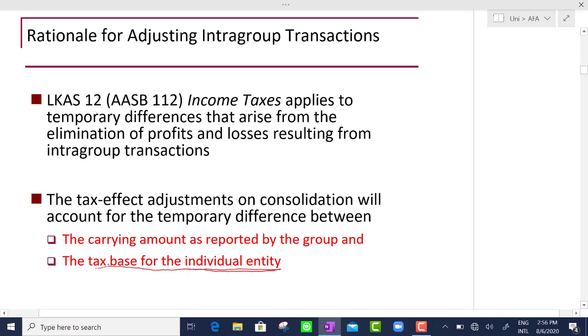Now this is the tax base of the assets and liabilities of the individual entity. Let's say P&S companies, the tax bases of individual entities. But we compare this tax base against the carrying amount of assets and liabilities reported by the group.